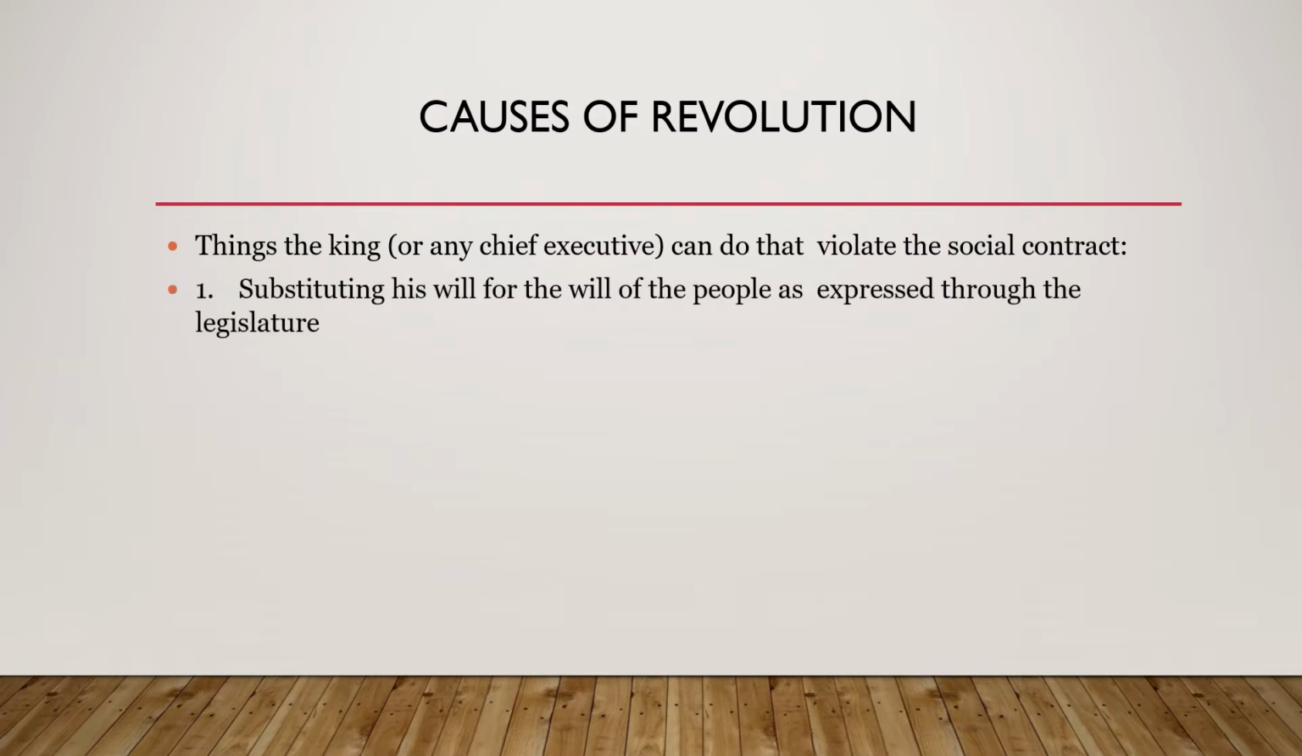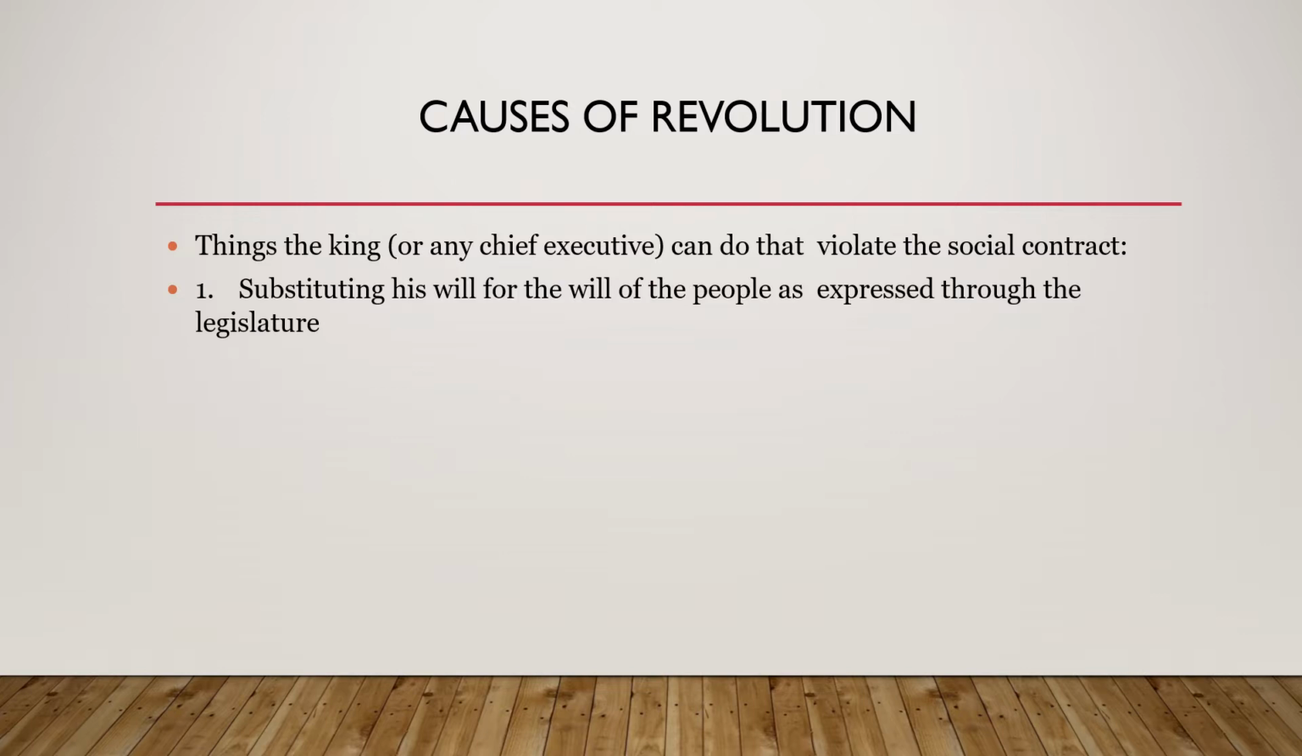He can substitute his will for the will of the people as expressed through the legislature. Remember, it's the legislative branch that establishes what the law is. And Locke argues that this is the one branch that absolutely has to be elected in a properly constructed civil society. He thinks that the people should always retain the right to change the leadership of the people who are making the law. So the chief executive might be a king, or somebody appointed by the legislature, but it doesn't have to be somebody who's elected.